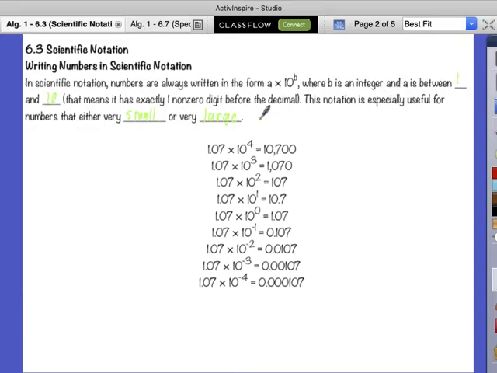So if I have 1.07 times 10 to the power of 4, 10 to the fourth, why do we have that? What would be a better way to go about that?